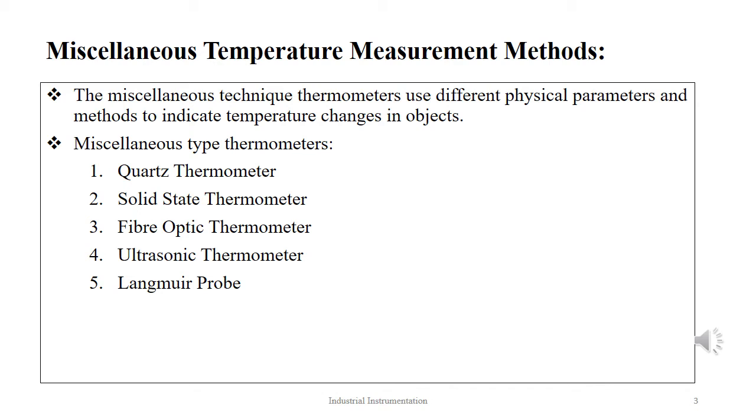The conventional temperature methods, as already discussed, are the expansion thermometers, which include bimetallic strips and filled-in thermometers, the electrical temperature transducers like the RTD, thermocouple and thermistor, and the pyrometers, that is optical and radiation pyrometers. Other than these three methods, there are few newly invented techniques that help us measure temperature of process parameters, and these methods come under the head miscellaneous methods. The well-known miscellaneous methods are quartz thermometer, solid state thermometer, fiber optic thermometer, ultrasonic thermometer, and Langmuir probe.